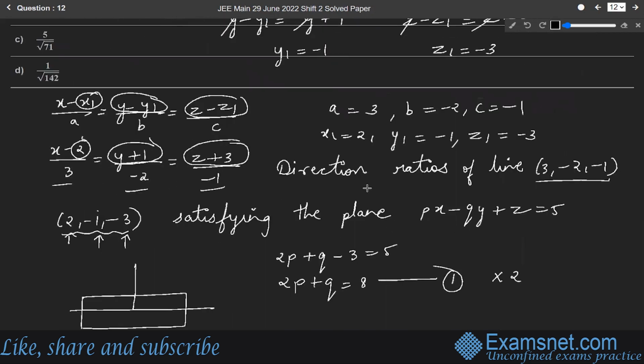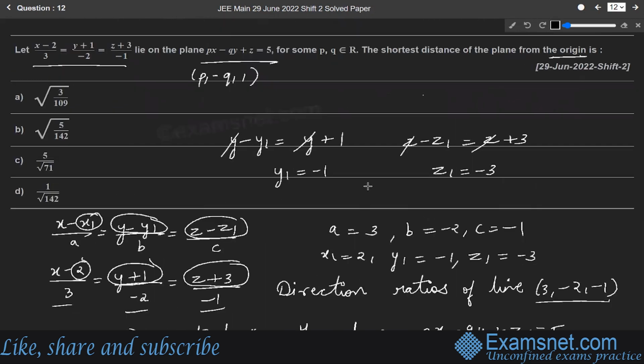Now let us have a look towards the options. From all the given options, the correct option is under root of 5 upon 142, which is option number B here. I hope you are clear with this question.